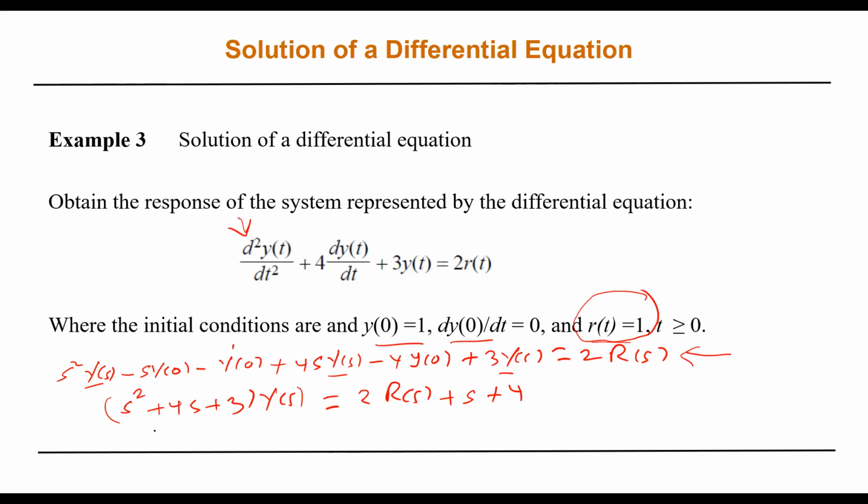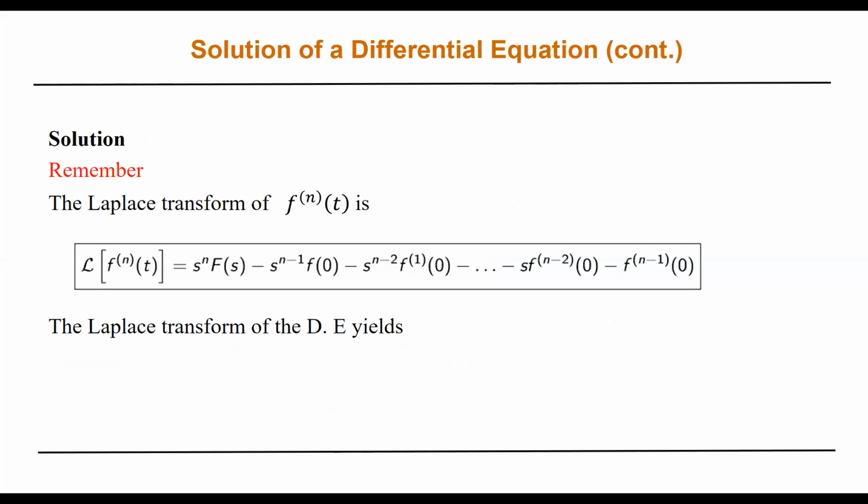So I will have s squared plus 4s plus 3 times y of s equal to 2 over s plus 4. Or you can simplify it, and if we do the simplification, we will have y of s equal to, over s squared plus 4s plus 3.